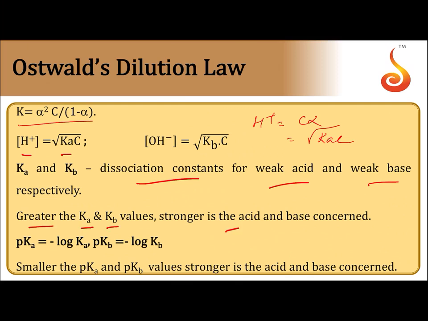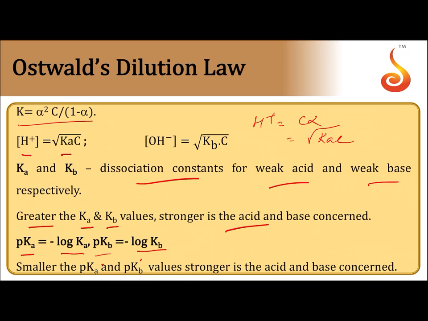And the higher value of Ka, Kb means it is going to be a stronger acid. So higher values of Ka, Kb imply a stronger acid. And pKa is given by minus log Ka and pKb is minus log Kb. If the values of pKa and pKb are smaller, the acid strength and base strength will be higher.